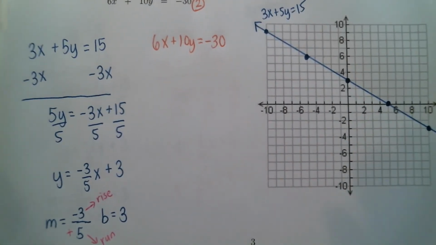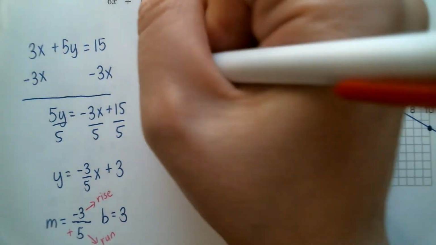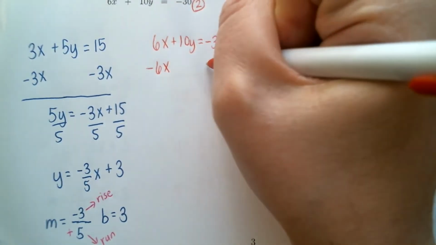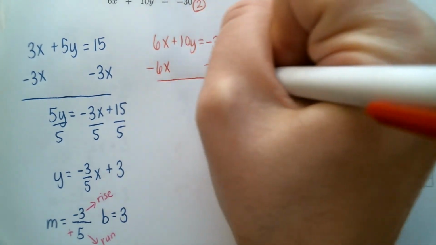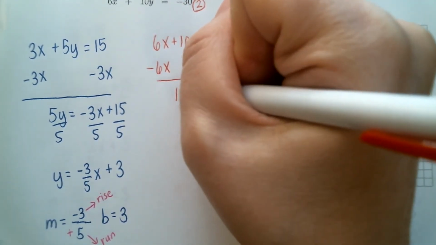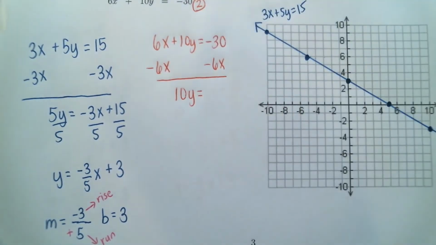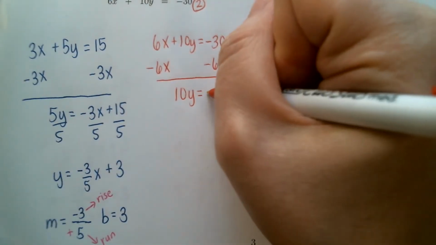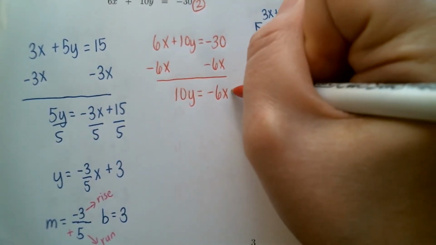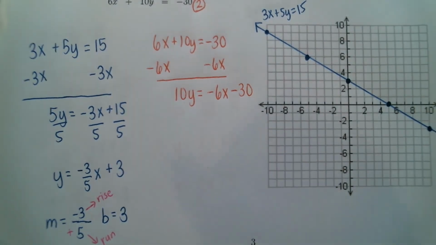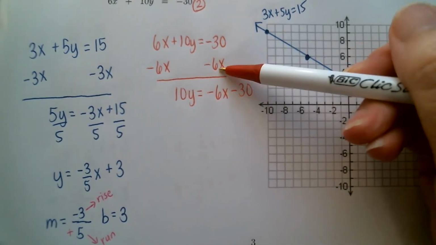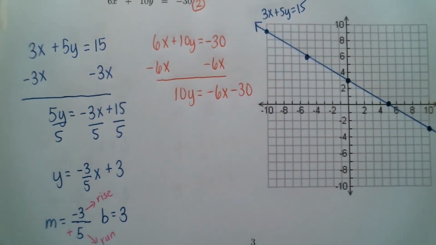We want to get y by itself. So I'm going to isolate the 10y. I'm going to move the 6x over. So I'm going to get 10y is equal to negative 6x minus 30. Both of these terms are negative. And again, I'm writing the x term first to make it look like y equals mx plus b.